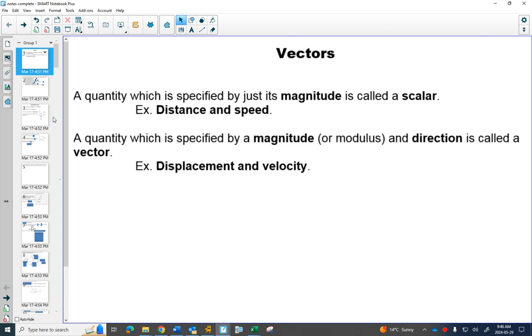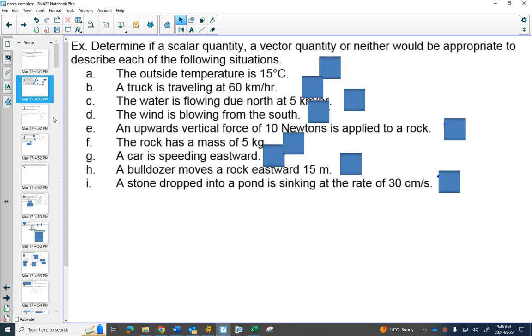So what I'd like you to do is read the following and either put an S for scalar, V for vector, or if you think it's neither, put an N.